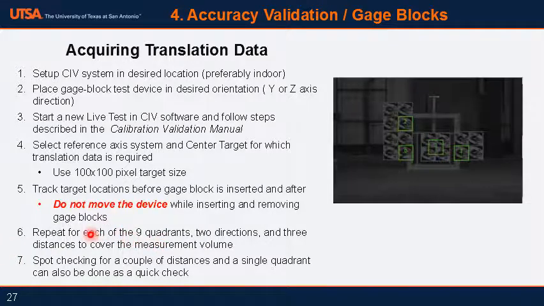And so if you want to do the full measurement volume, you repeat this for 9 quadrants, 2 directions. Now you can also just do this as a spot check. Here I'm explaining how to do it for the entire measurement volume, all the quadrants and everything. But you may just want to do a couple of distances, a couple of locations, just a quick spot check to see if something happened to your system, so you bumped it or something. It can be done relatively quickly if you're just trying to check a couple of measures.